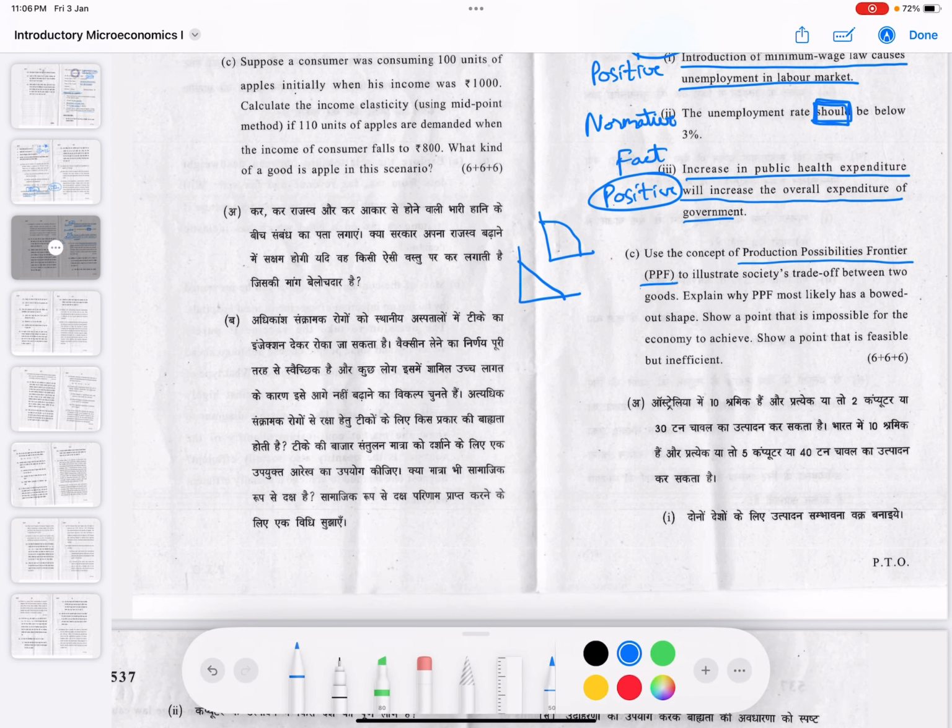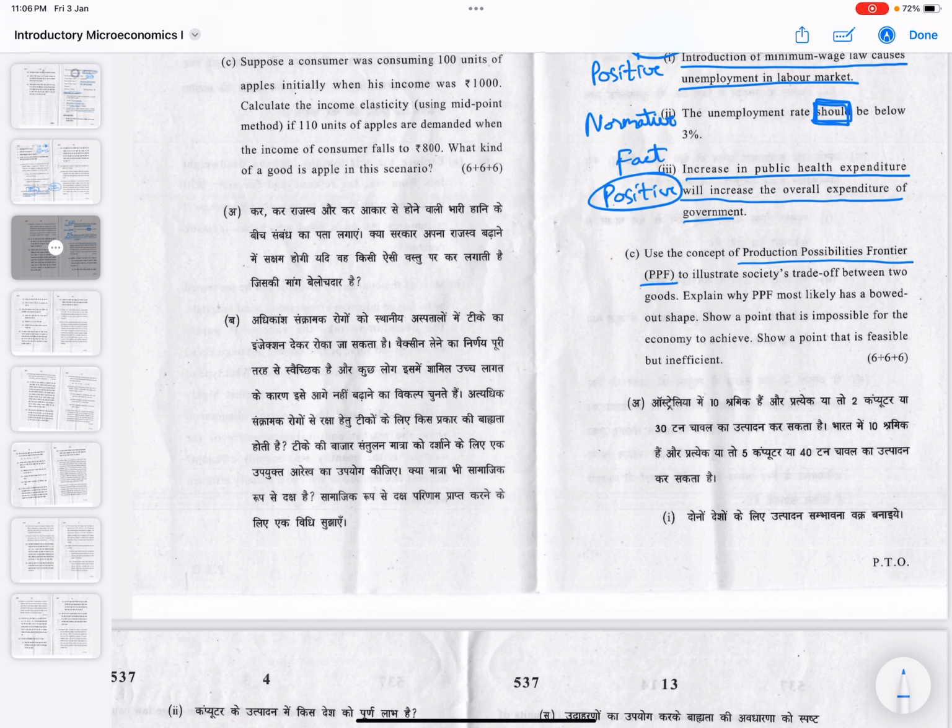Okay. Need to tell about trade-off. Then you explain why PPF most likely has a bowed out shape. Show a point that is impossible for the economy to achieve. Okay, we'll do one by one.